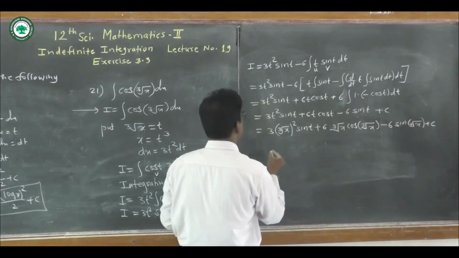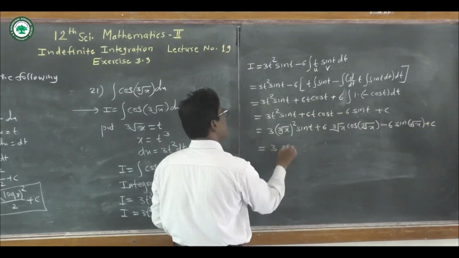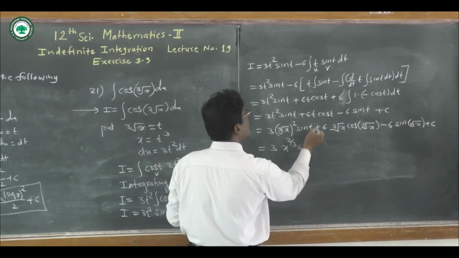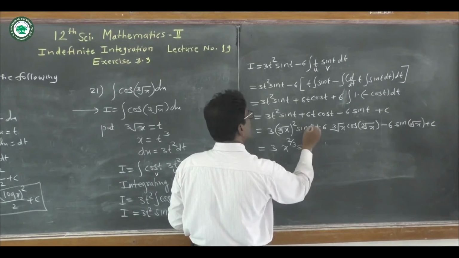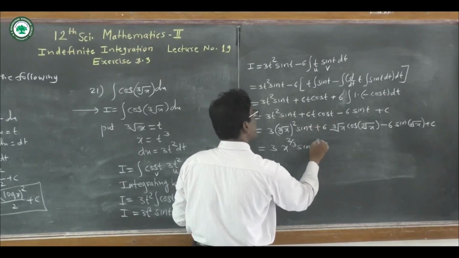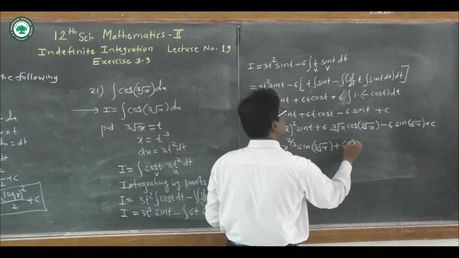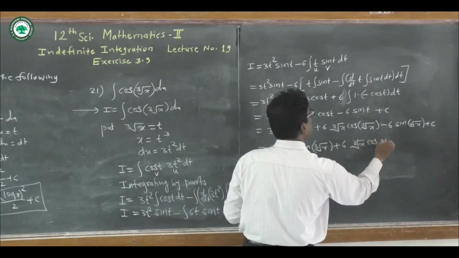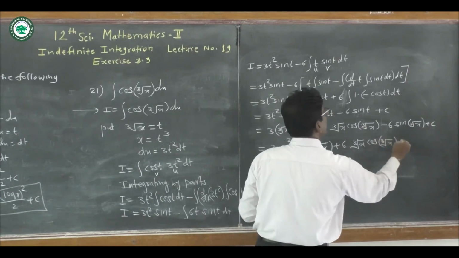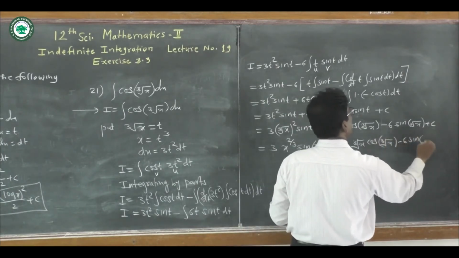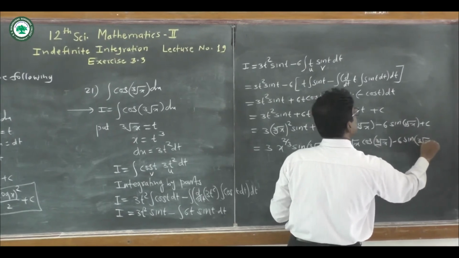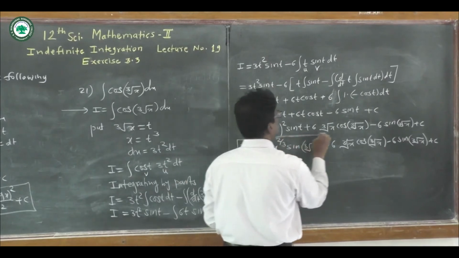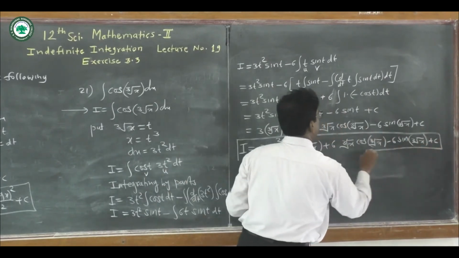Finally we take here 3x to the power 2 by 3 into sine of cubic root of x, plus 6 into cubic root of x into cos of cubic root of x, minus 6 into sine of cubic root of x, plus constant of integration. This is the final solution. Take the screenshot and write in your notebook.